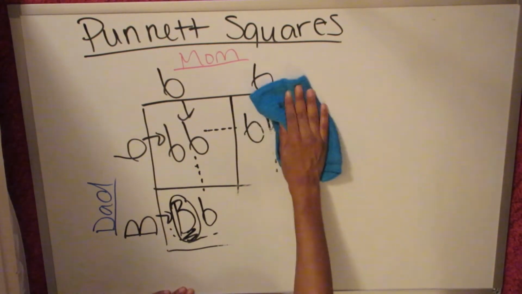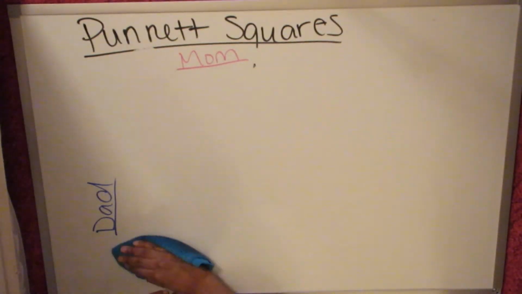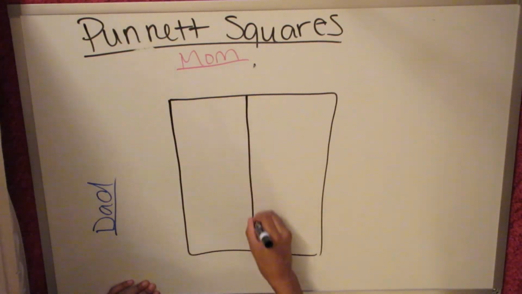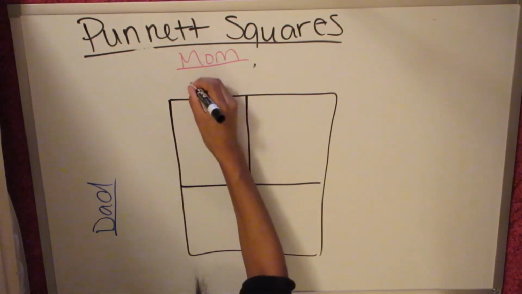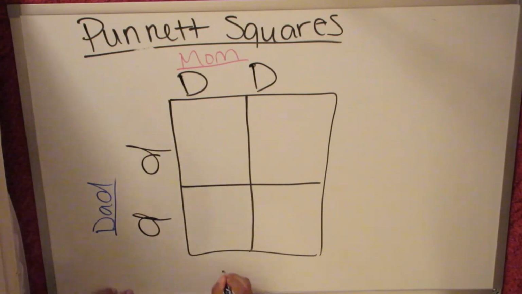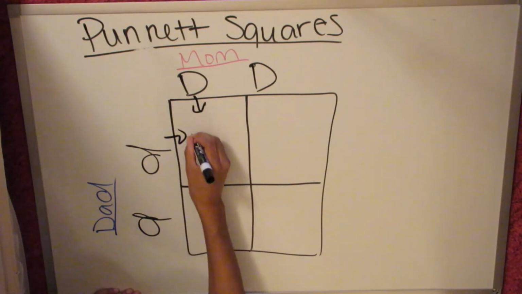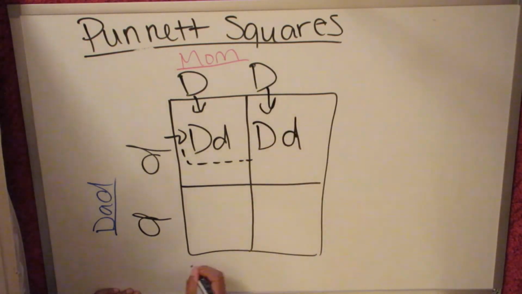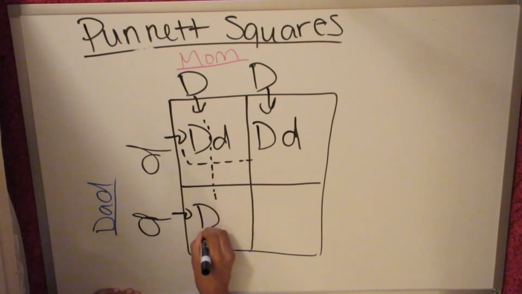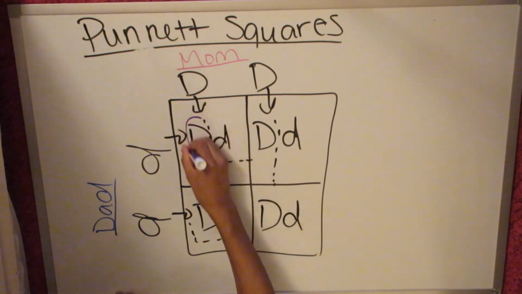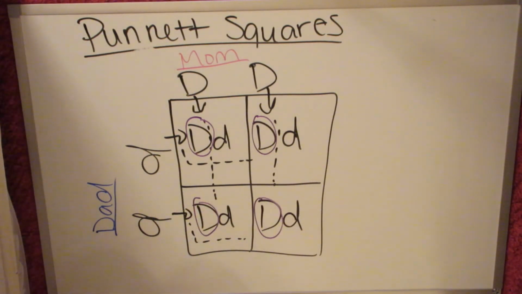Let's try it with something else. Let's look at the chances of someone having dimples. So let's say that mom is big D, and dad is little d, little d. Again, go ahead and make those connections. Watch what I'm doing. We have one box, 2 boxes we know are dominant, 3 boxes that we know are dominant, and now we have 4 boxes that we know are dominant. So what does that mean? 4 out of 4. That means that there is a 100% chance that the kid or the offspring will have dimples.